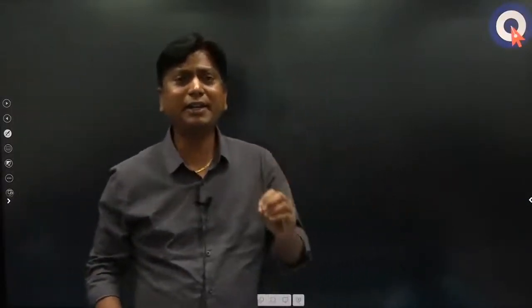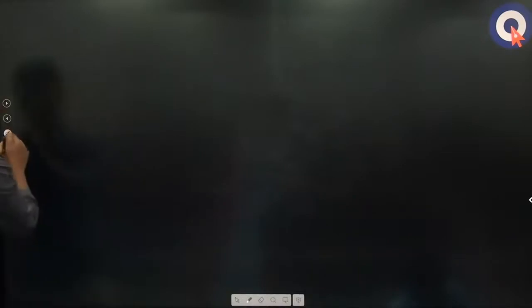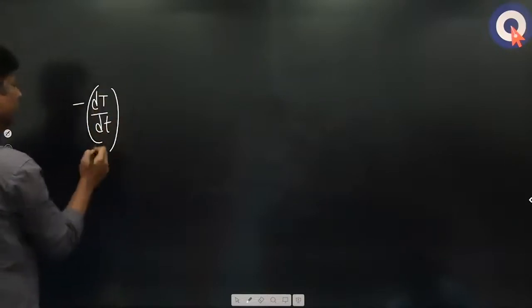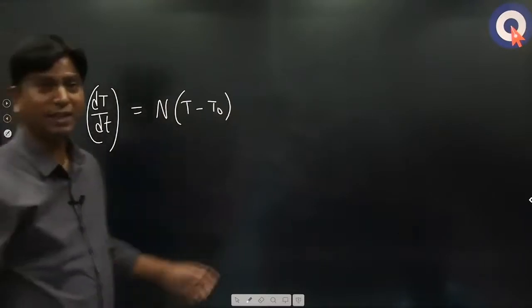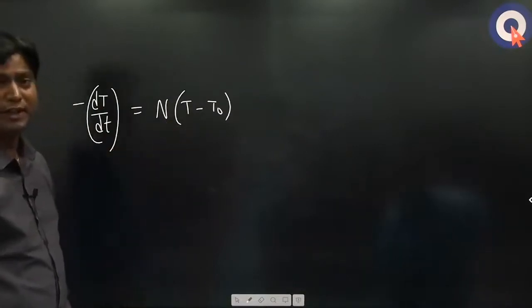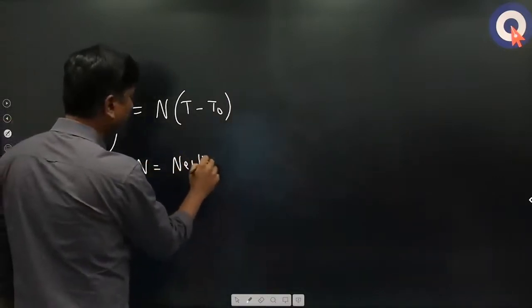looking at some of the important formulas in heat transfer. You will mostly get questions on heat conduction and also on Newton's law of cooling. In Newton's law of cooling, one very important expression is the rate of cooling, minus dT by dt, which is equal to n times (T minus T naught). It is directly proportional to the temperature difference at that particular instant. At any instant, the rate of cooling is directly proportional to the temperature difference at that instant, and n we call Newton's cooling constant.